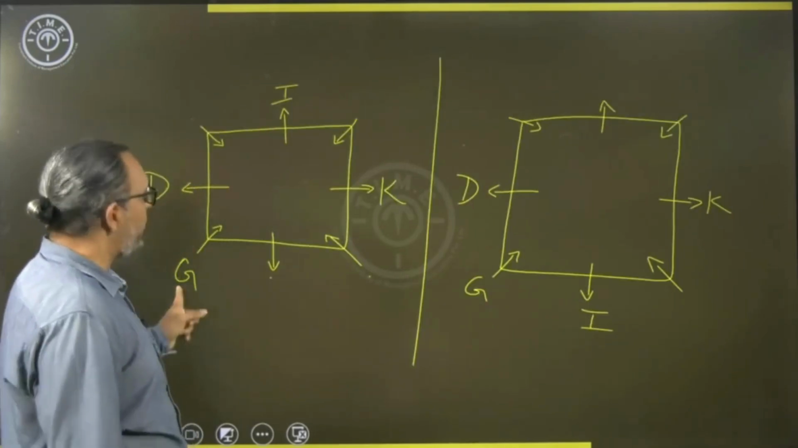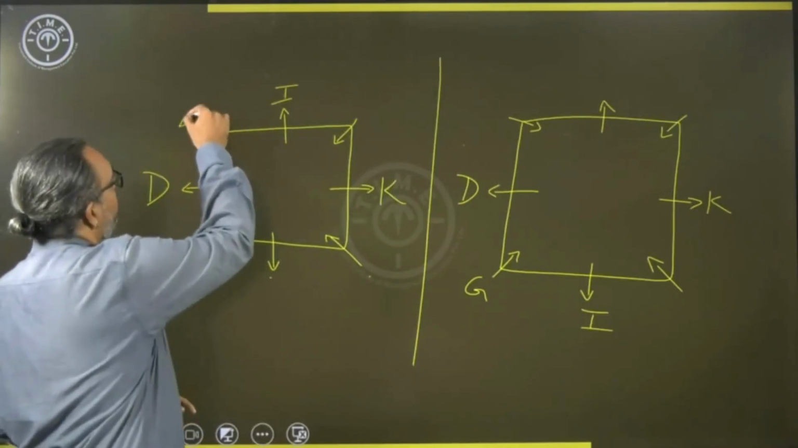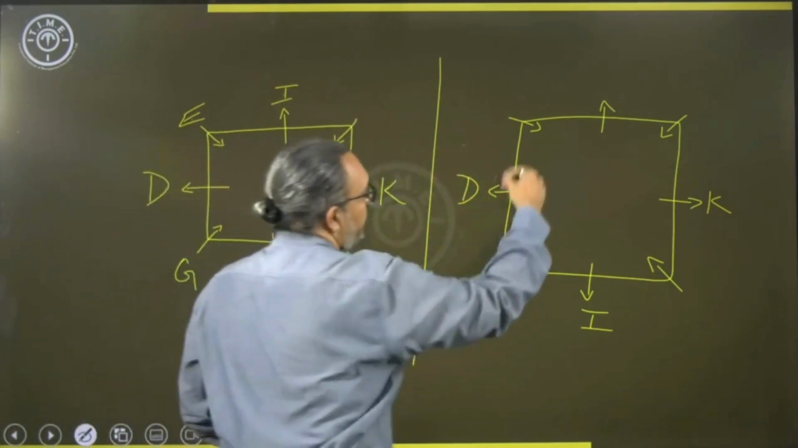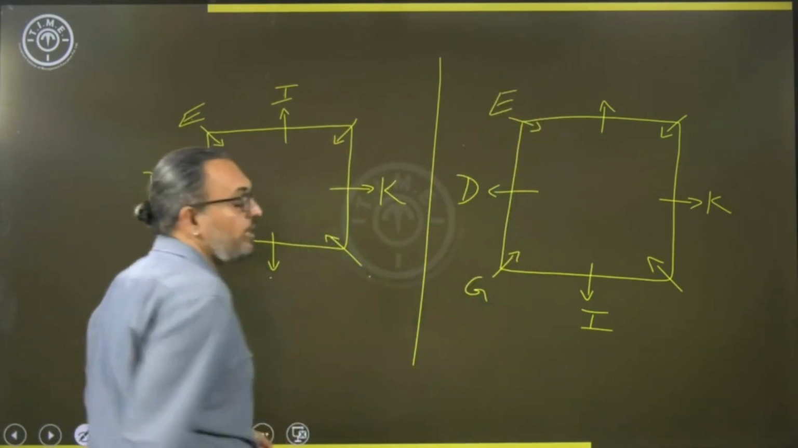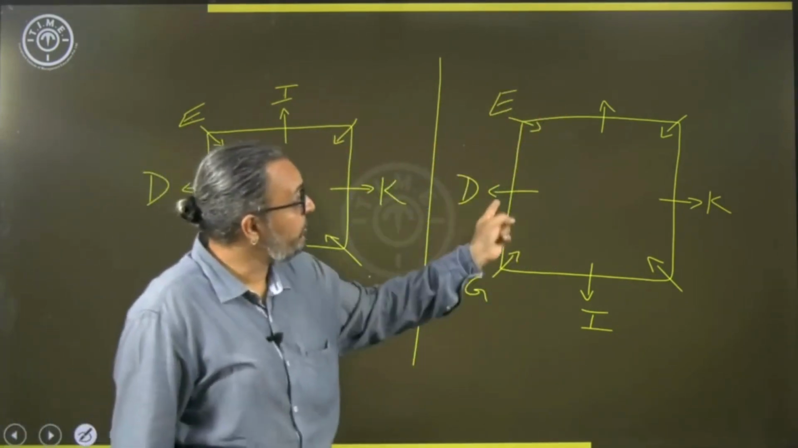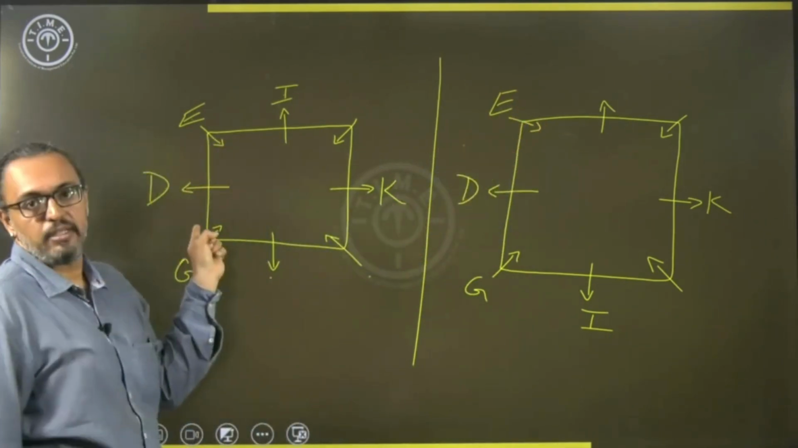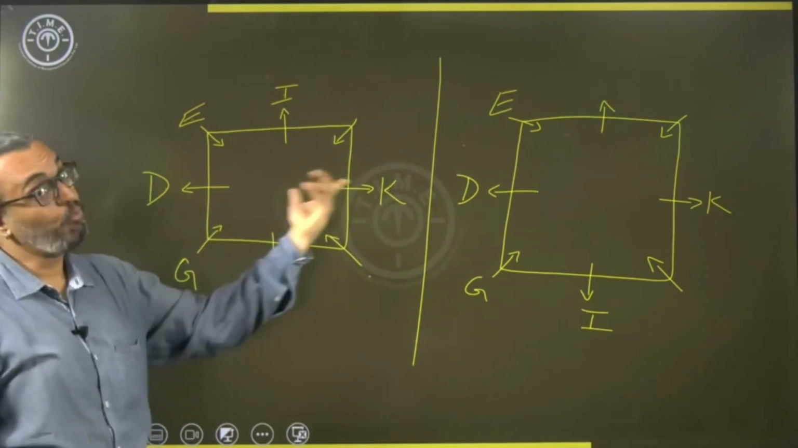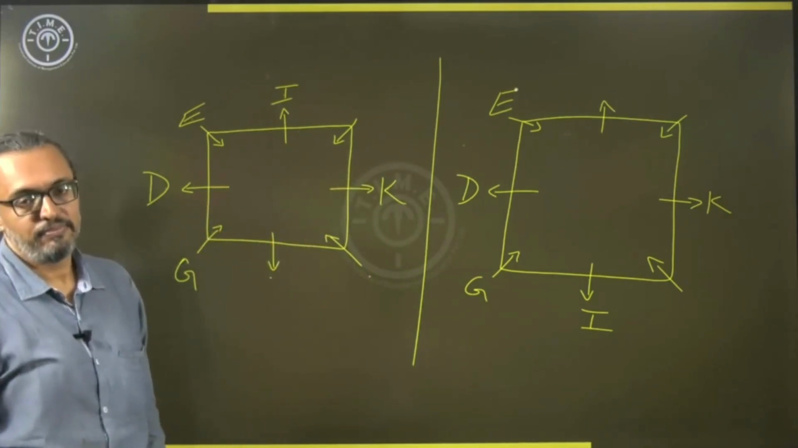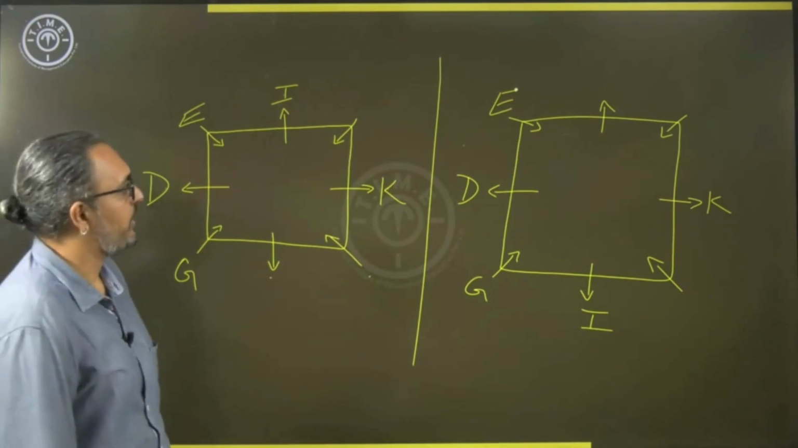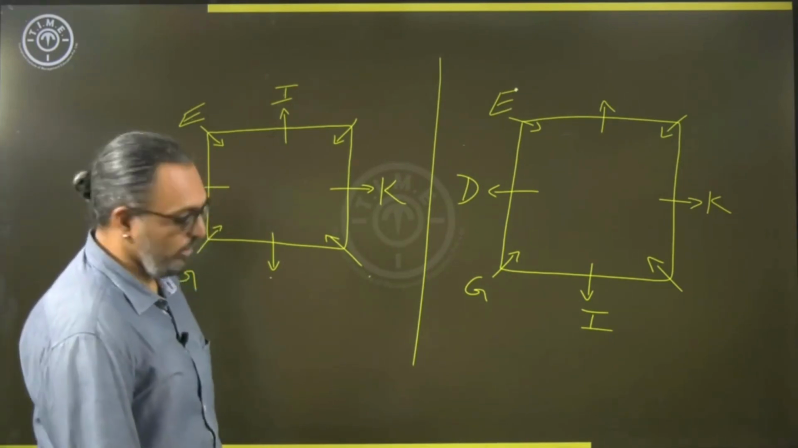So D, one immediate is already G. So the other immediate will be E. So here also one immediate is G, the other immediate will be E. Now is it immediate right of E? Correct. Facing the center, anti-clockwise direction is the right side. So D is immediate right of E in both cases. Correct? Right. And then what next?